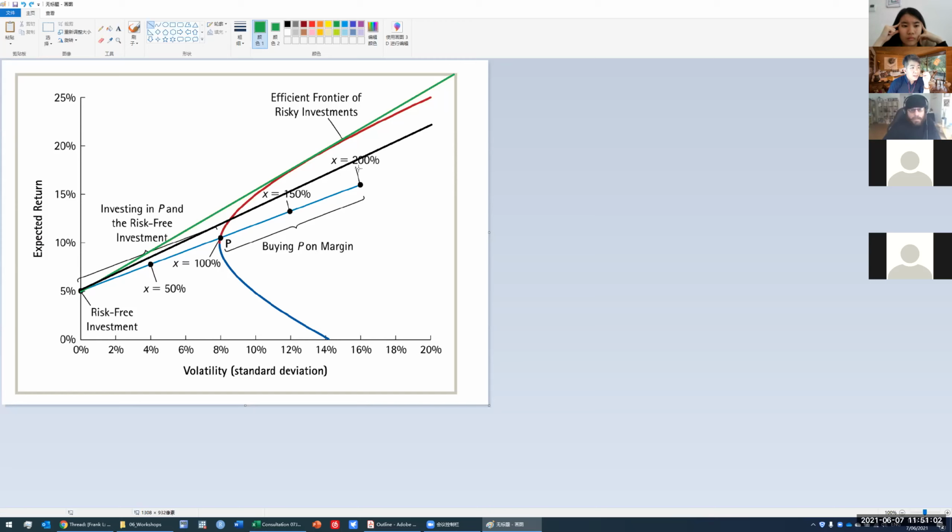Than any other line. But exactly at what point on that line you want to invest in depends on your own risk return preference. Some people prefer to take that much risk and get that return. Some people prefer to take that much risk and get that return.